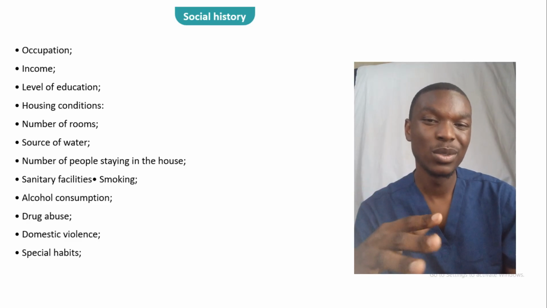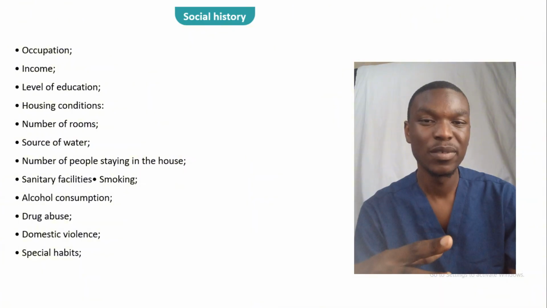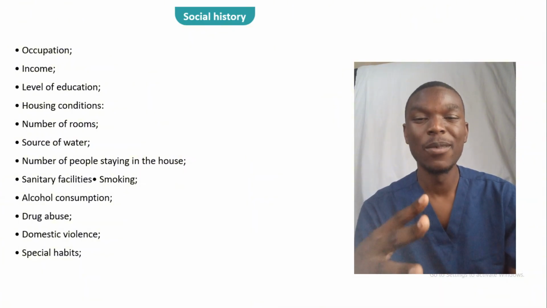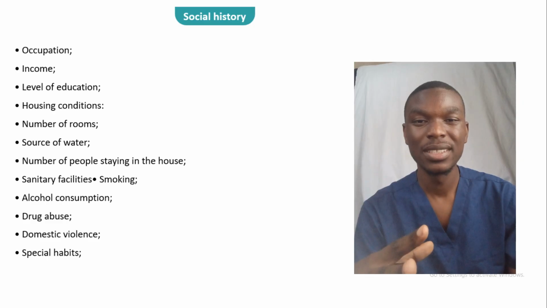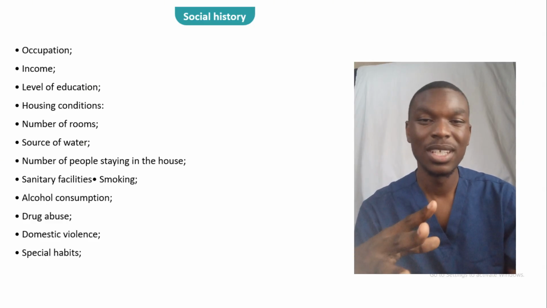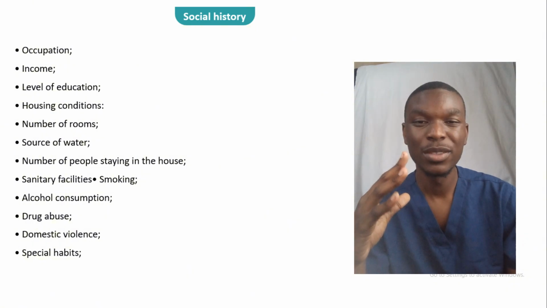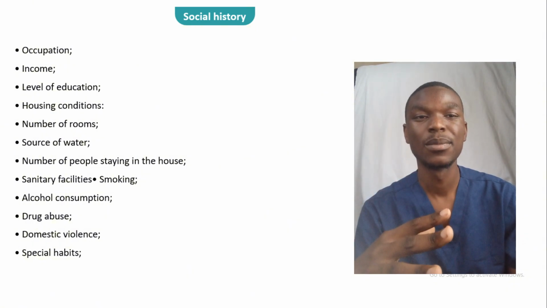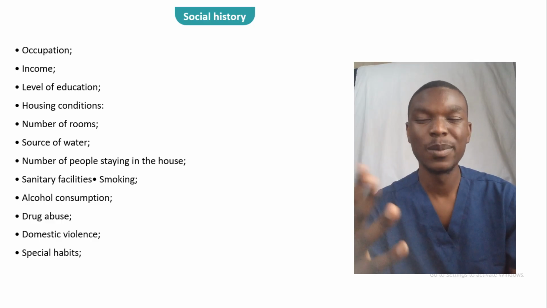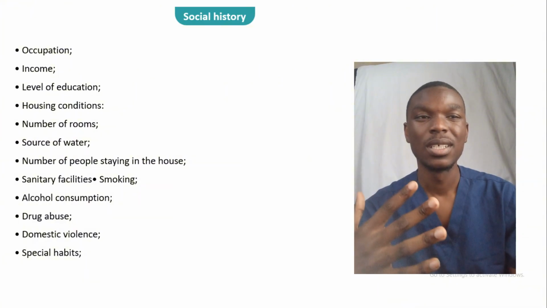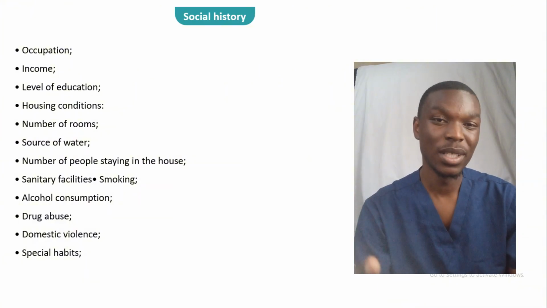Another important thing that you need to ask these patients is domestic violence. Sometimes these patients may tend to be in environments where there's too much violence. So you indicate it, and if there's any violence, you involve social services so that they can help these patients. And also some other special habits these patients have, and hobbies, so that you just know the patient you're dealing with.